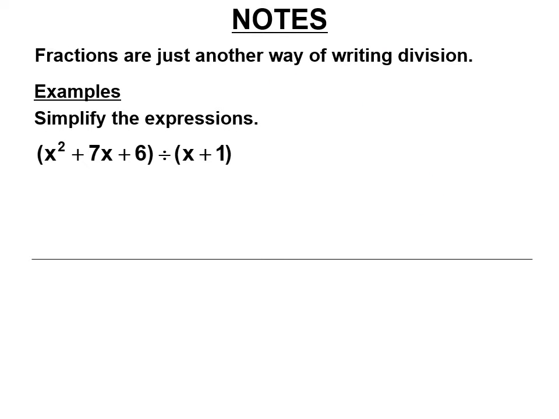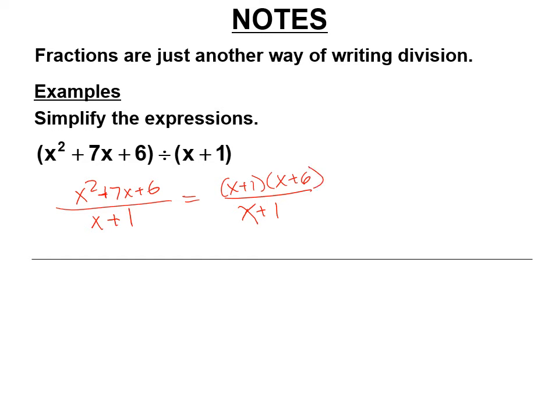All right, so this and this are the same thing, right? This is x squared plus 7x plus 6 divided by x plus 1. So we're going to look for an x plus 1 factor. And I think the other one is x plus 6. This is a pretty easy one. You cross those out, and this equals x plus 6.